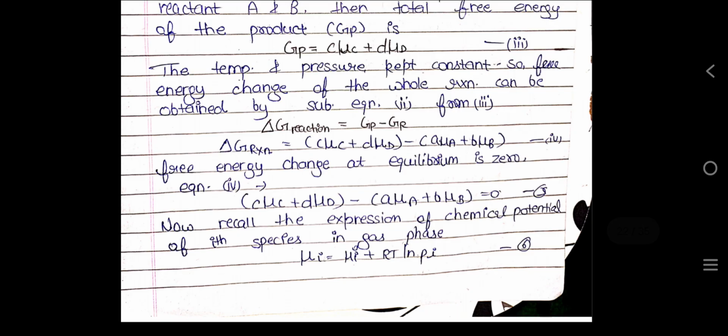Thermodynamic derivation of the law of mass action. To derive the law of mass action thermodynamically, take the general form of a typical reversible reaction under equilibrium condition in which reactants and products are ideal gases: aA + bB is in equilibrium with cC + dD. As we know, the total free energy of the reactants G_R is equal to a mu_A plus b mu_B, where mu_A and mu_B are the chemical potentials of reactants A and B. Then the total energy of the products G_P is equal to c mu_C plus d mu_D.